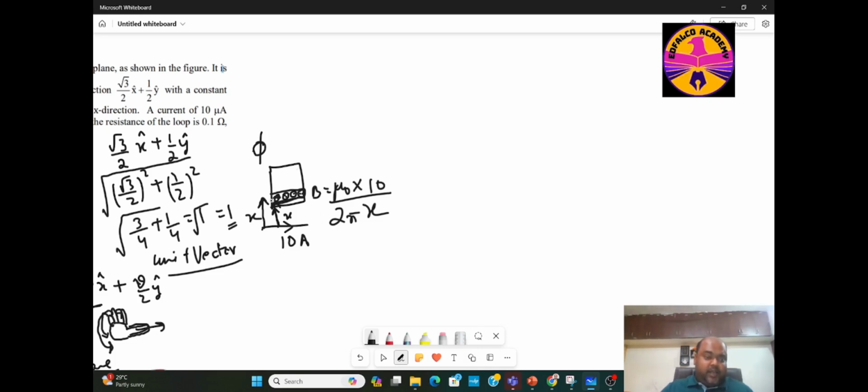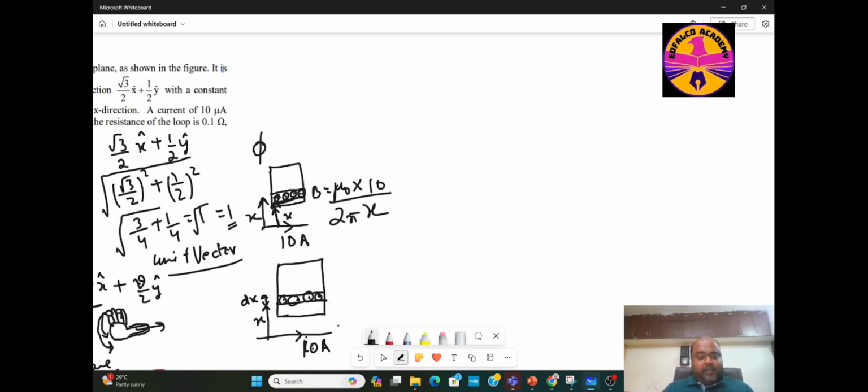Let me draw it a little bit better. So this is my loop, and this is the I current, 10 ampere current, which is flowing. What I have done is, at a distance x, I have taken a very small strip which is of length dx. We know that the magnetic field here is given by B equal to mu naught into 10 by 2 pi x, based on the formula we just saw, and all these magnetic fields are coming out of the plane of paper, correct?